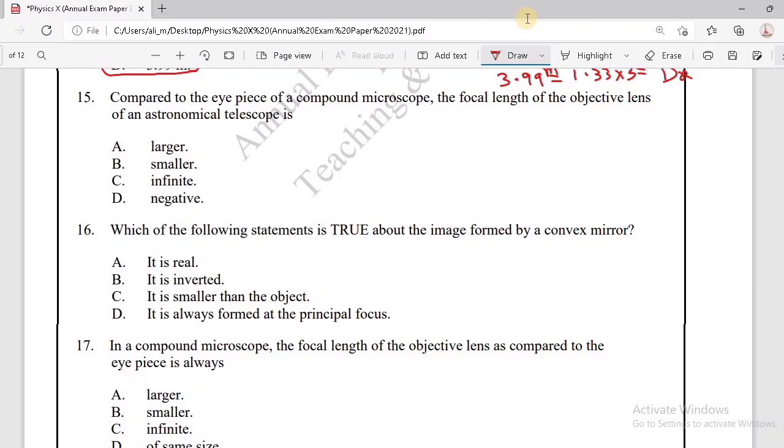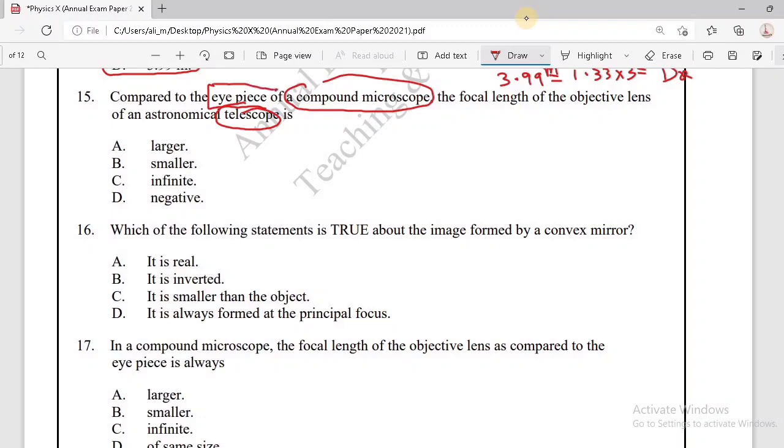Now let's come to question number 15. Compared to the eyepiece of a compound microscope, the focal length of the objective lens of an astronomical telescope is. We know that in a compound microscope, the focal length of the eyepiece is greater than the focal length of the objective lens, while in a telescope, the focal length of the eyepiece is smaller than the focal length of the objective lens. So if we compare the focal lengths of these two, the focal length of the astronomical telescope's objective will be larger. So option A is the right answer.